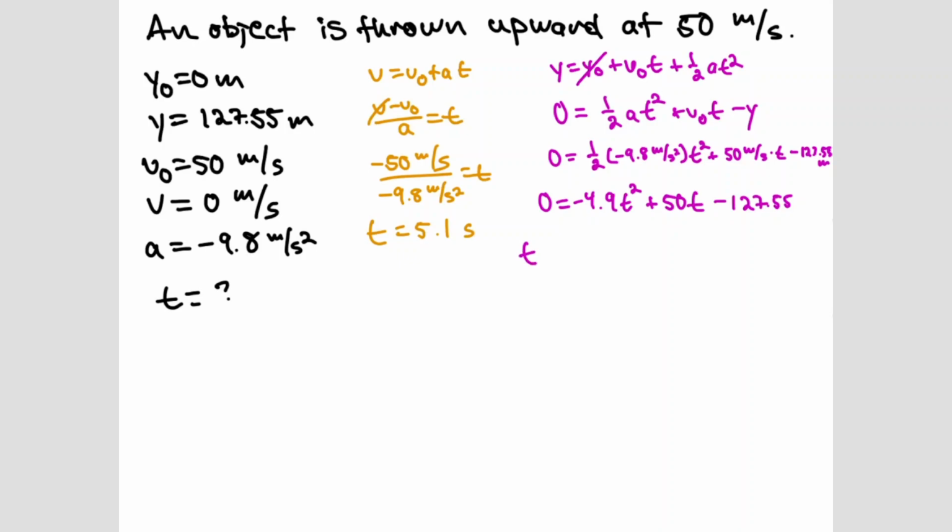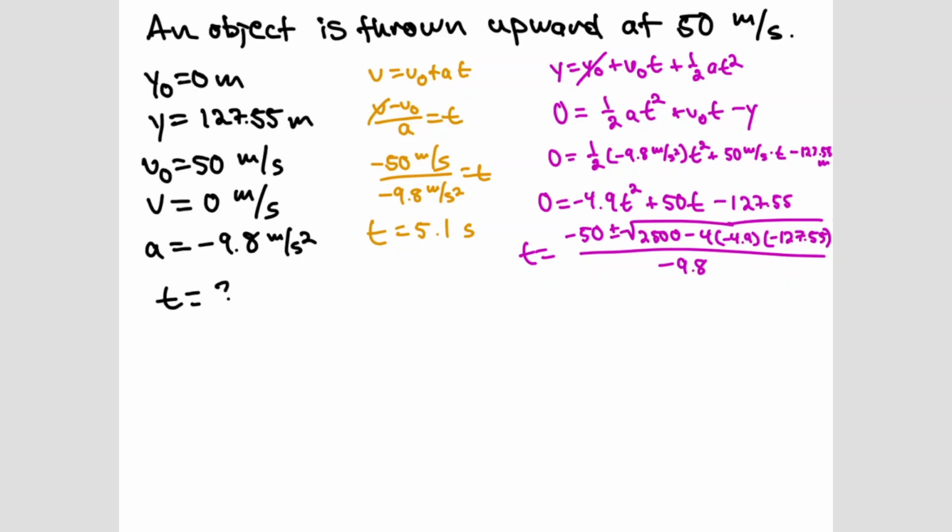So let's see. T is equal to negative b, which in this case is negative 50, plus or minus the square root of b squared, that's 2500, minus 4 times negative 4.9 times negative 127.55 all over 2a. A is negative 4.9, so this is going to be over negative 9.8. Erase that little line there.